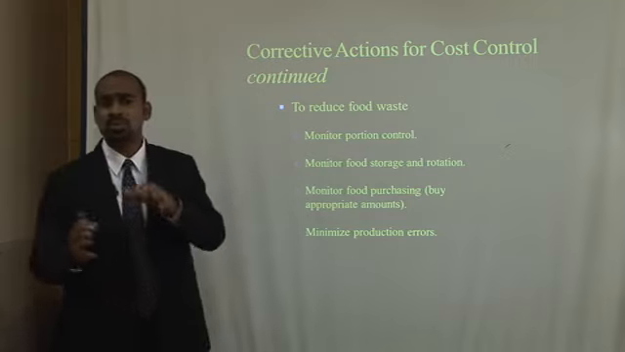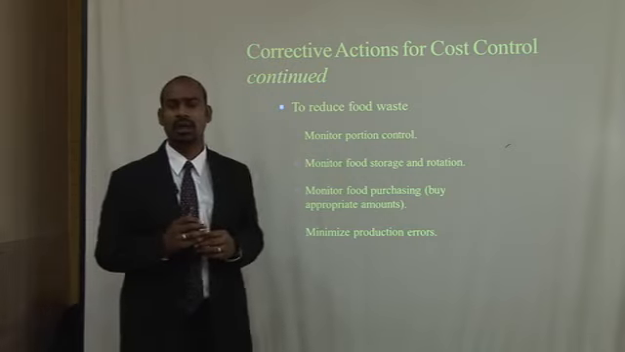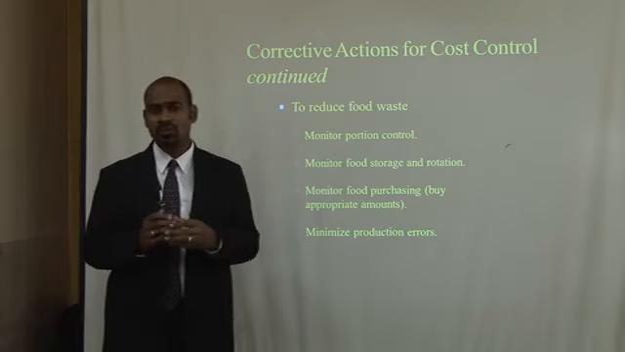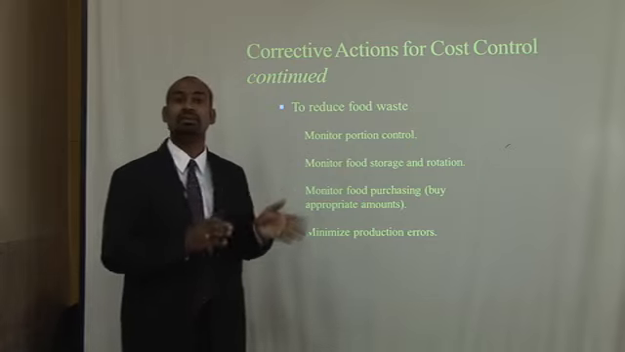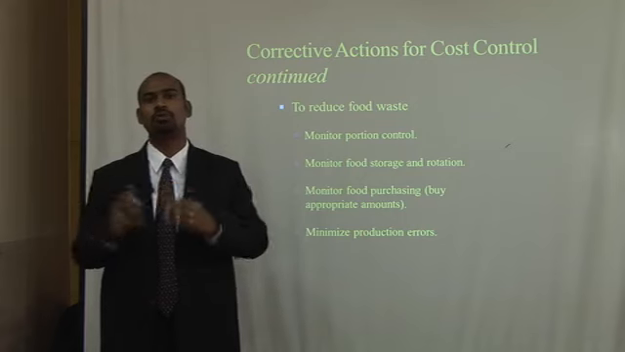And minimize production errors. For example, a new person has come to the field and has started cooking. If he makes any kind of mistake, that food can be wasted. That wastage also comes into the food cost.